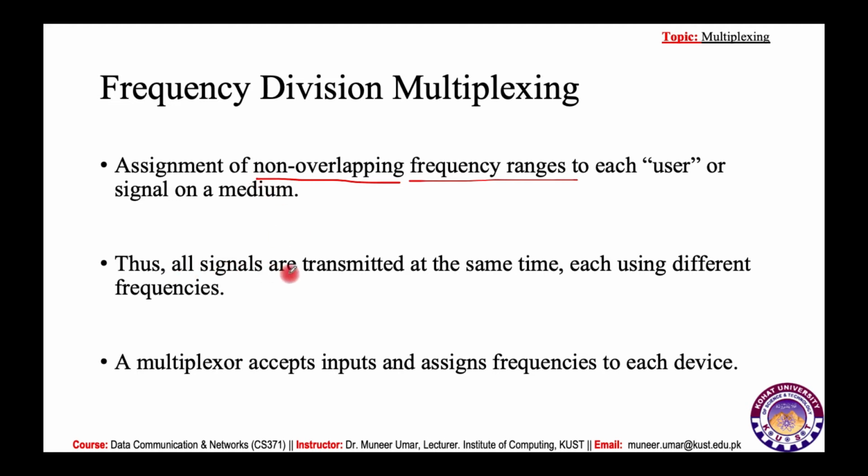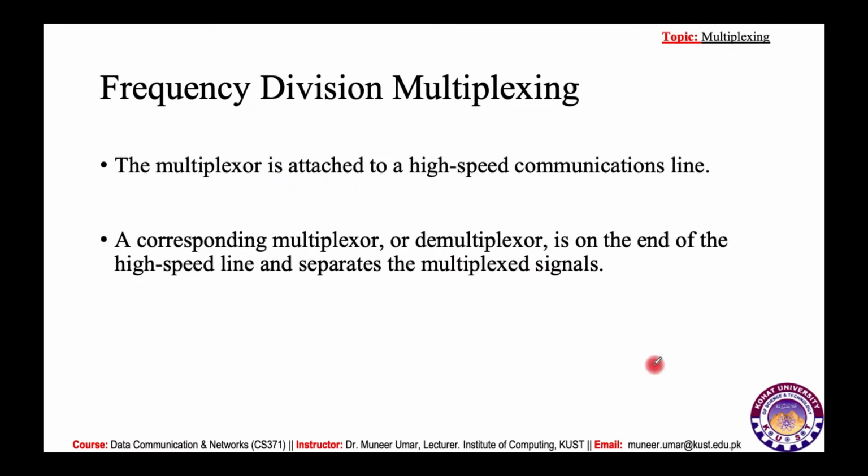Thus, all signals are transmitted at the same time, each using different frequencies. So we have different nodes, and each one is given its own frequency, and that frequency range doesn't overlap with any other range. So in that case, all these signals can be transmitted at the same time. A multiplexer accepts inputs and assigns frequency to each device.